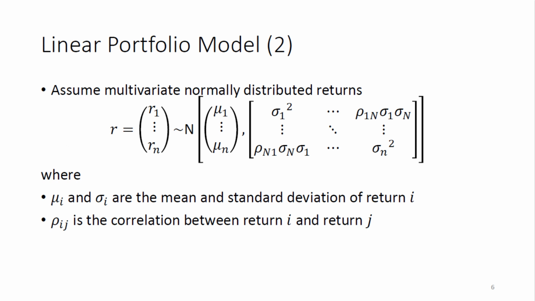These elements in this multivariate normal distribution function, so the mu's and the sigmas and the correlations, are the key ingredients to represent the uncertain future. And so once more, the mu and the sigma are the mean and the standard deviation of return i, and then rho ij is the correlation between return i and return j. And we have to see how we could determine estimates for these relevant parameters.